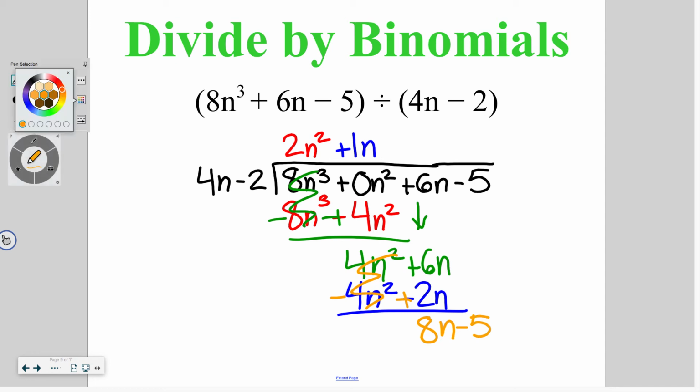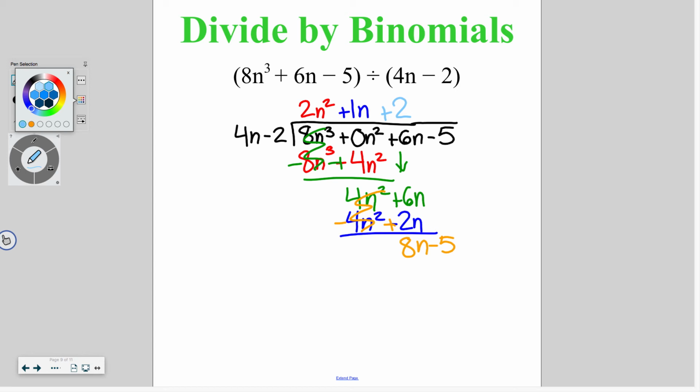Then I'm going to go ahead and go in and figure out that 4 times 2 gives me 8. So we're going to add on 2. 2 times 4n is 8n. Negative 2 times 2 is negative 4. And we're going to go ahead and subtract that out. And once I do that, the 8n's cancel. Minus a negative turns into plus 4, which gives me a negative 1.